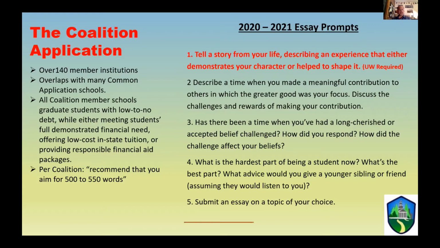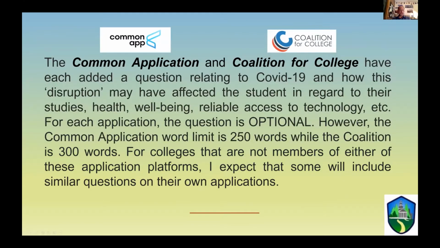And as you see on the bottom left, the coalition says aim for about 500 to 550 words. When I work with students, I generally tell them, whatever the prompt indicates, 550, 650, try to keep it at 500 words or less, and you should be solid for pretty much any school across the country. And similar to the Common Application, the coalition, number 5, says submit an essay topic of your choice. Because the Common has that, if you answer this question for the University of Washington, it would suffice for the Common Application as well.